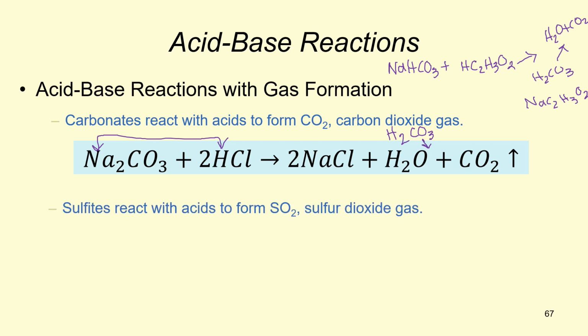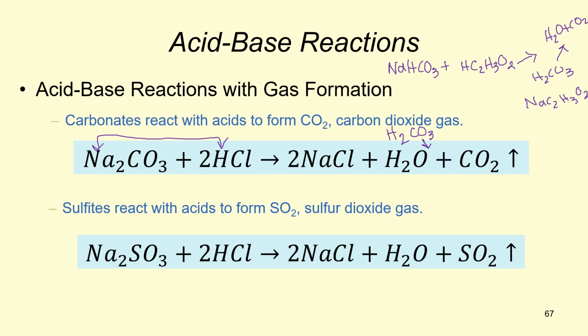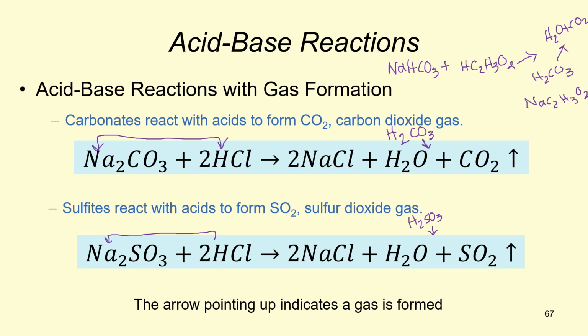In a similar way, sulfites will also form a gas, SO2, which is that rotten egg smell. So if you have sulfites around, like sodium sulfite in groundwater or as a solid in the ground, and then you get a little bit of acid or acid rain, you get that bad rotten egg smell. But again, similar thing, the H and the Na swap places, so we get the NaCl. And then we have actually H2SO3, which breaks apart into H2O and SO2. And these arrows just indicate gases.